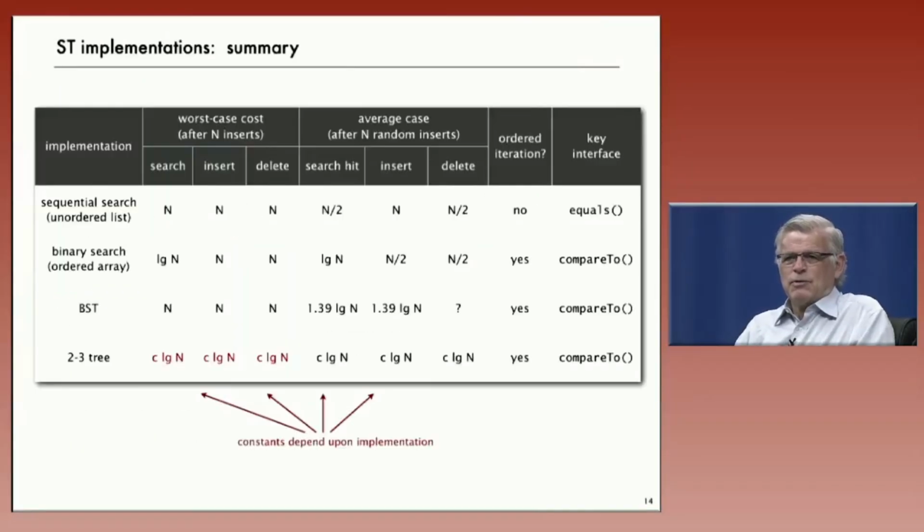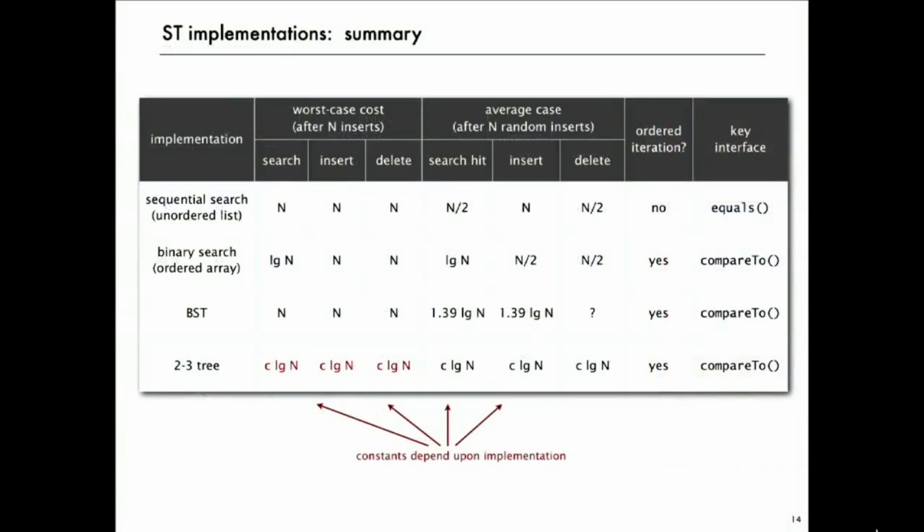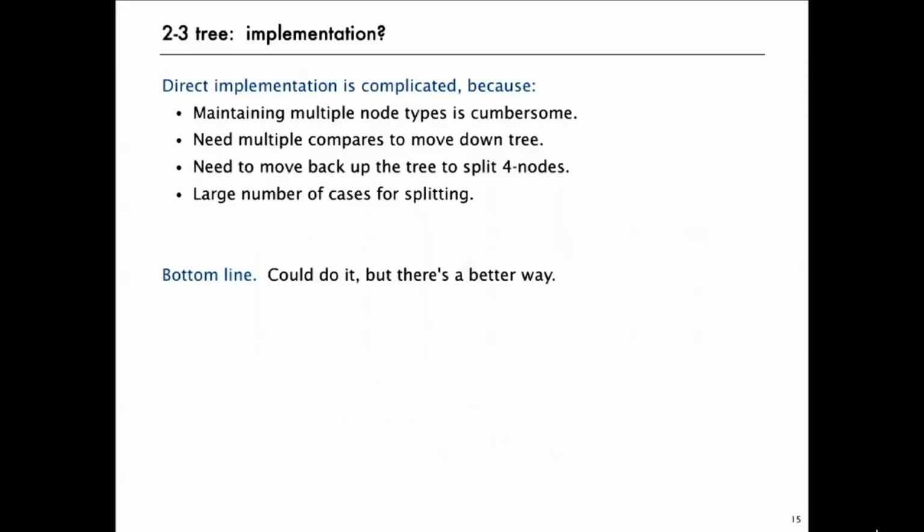So here's what our table will look like when we finish the implementation of 2-3 trees. Every operation is guaranteed to be a constant times log n. Now the constant depends on the implementation, exactly what kind of manipulations we need to do to convert 3 nodes to 4 nodes and so forth. But it's easy to see from the demos and the diagrams that those are going to be constant. Guaranteed logarithmic performance for all operations, which is certainly what we want in a symbol table implementation.